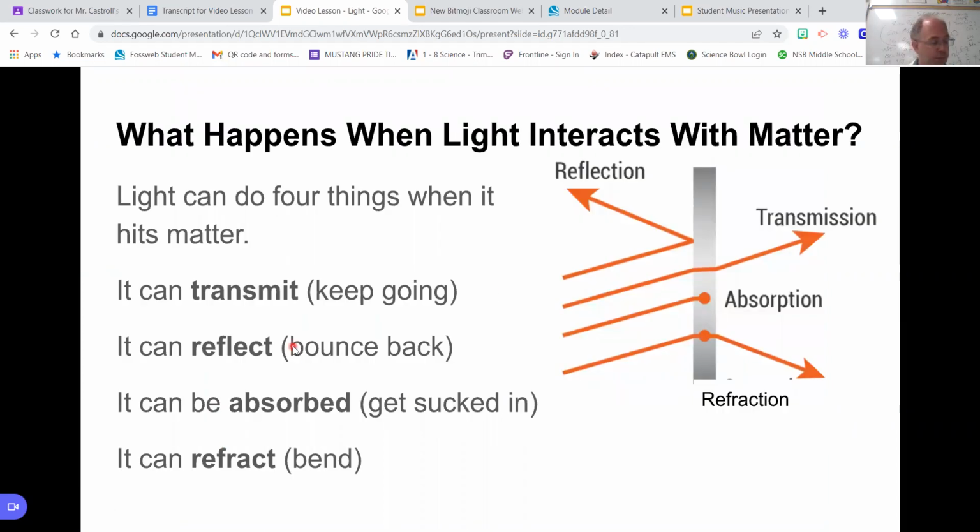Four things can happen. First, it can just keep going. We call this transmission. Secondly, it can bounce back. We call this reflection. I taught you reflection already. Third, it can get sucked in and stop. We call this absorption. And finally, it can change its path because it's being bent. We call this refraction. So transmission, reflection, absorption, refraction.